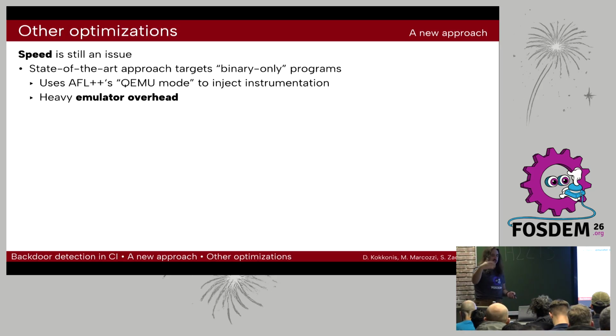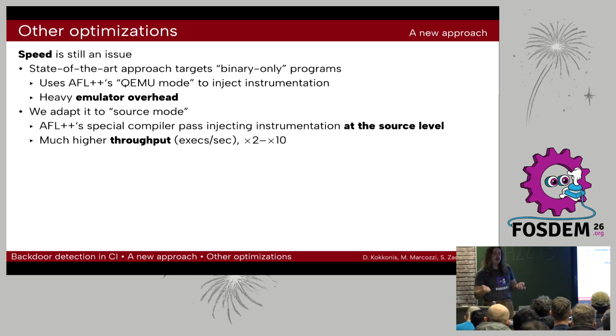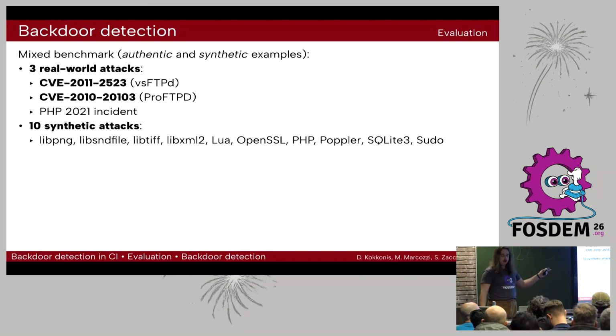And of course, as I said before, speed is still an issue. Since before we were targeting binaries from firmware from multiple platforms, we were largely using QEMU to be able to handle that, so we were emulating. This is nice, but it's also extremely slow. So instead of doing that, now since we're on the developer side and we have access to the source code, we'll just use AFL++'s compiler pass to inject fuzzer instrumentation into the source code directly. So that gives us a much higher throughput for the fuzzer, which speeds things up.